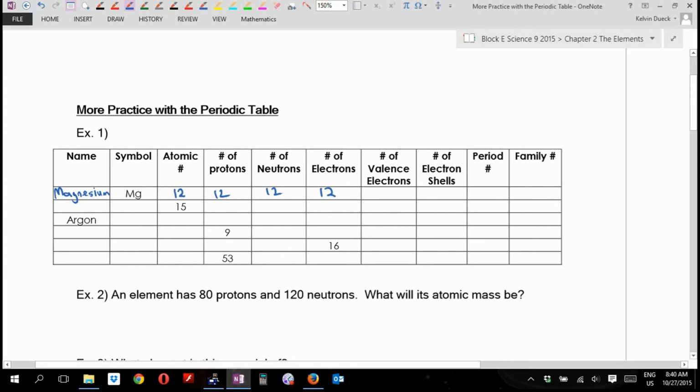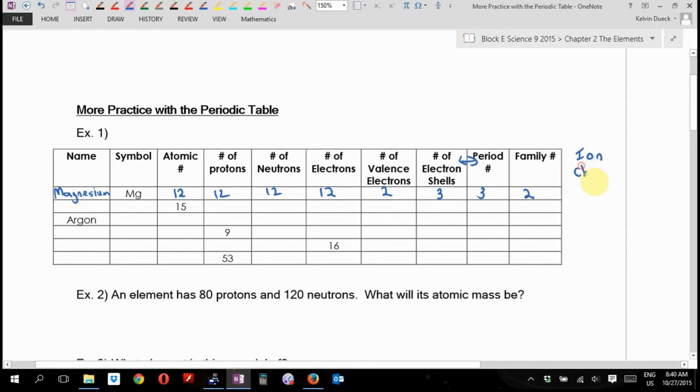Count from the left. 2. How many electron shells? What period? Same answer. This is the same. If you want to, you can put a little arrow saying that's the same question, just phrased differently. What's its family number? That's from the very top. The numbers are on there. Yeah. Okay. Family 2.